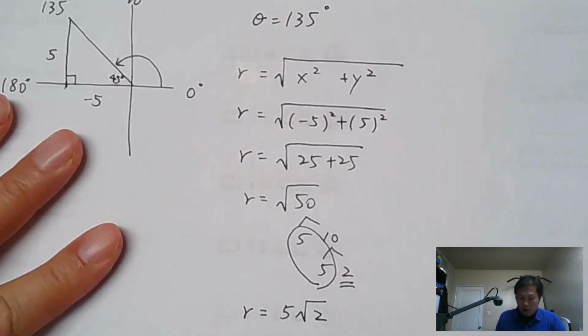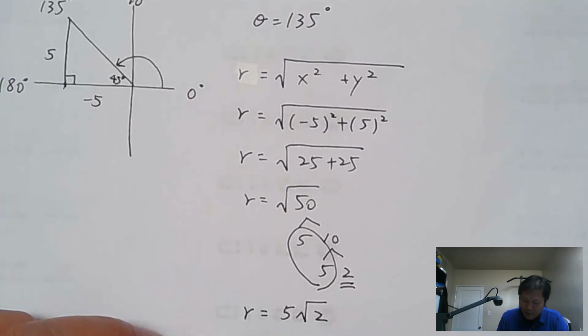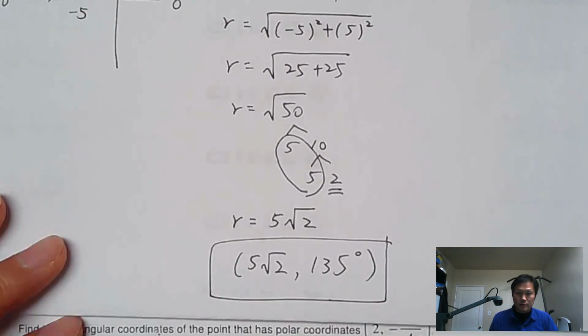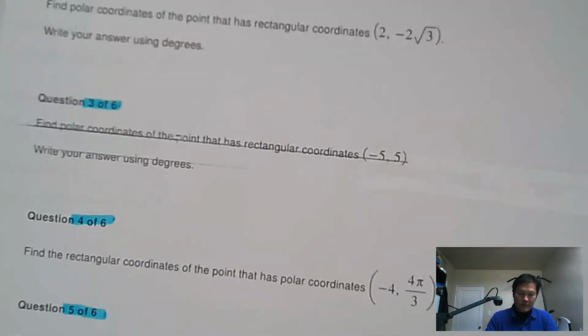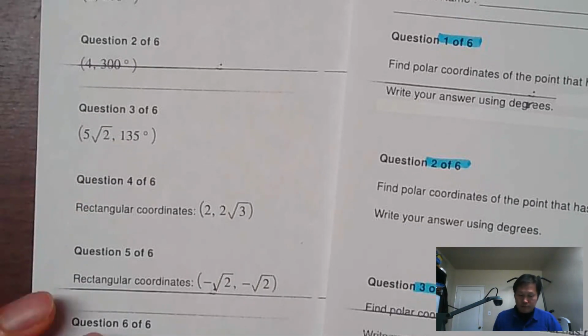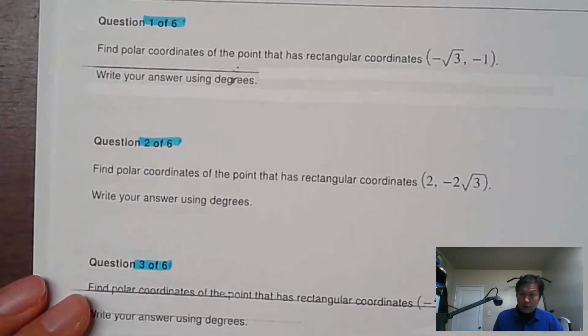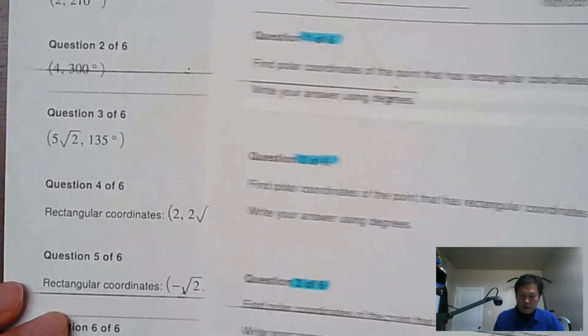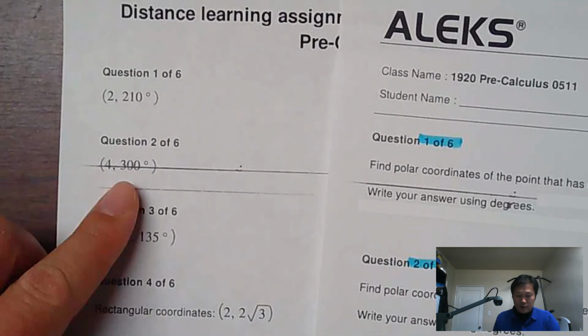So we got r and theta: 5 square root of 2, comma, 135 degrees. That should be the final answer. 5 square root of 2, 135 degrees. Okay, so you should try this one more for extra practice. Pause it, try it. Your answer is supposed to be this.